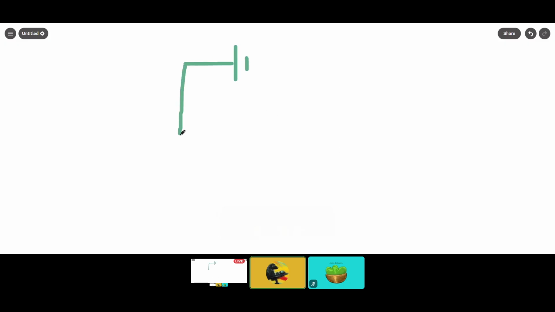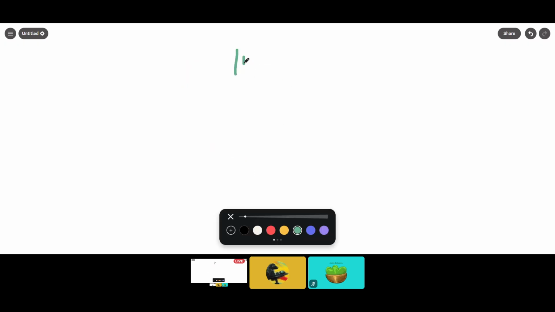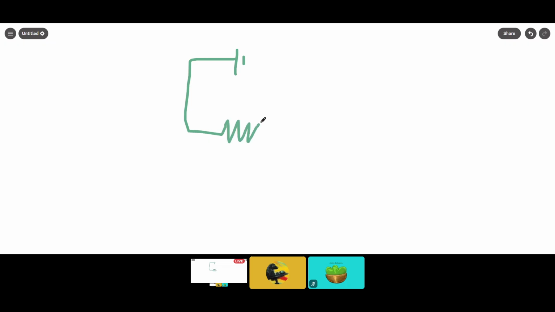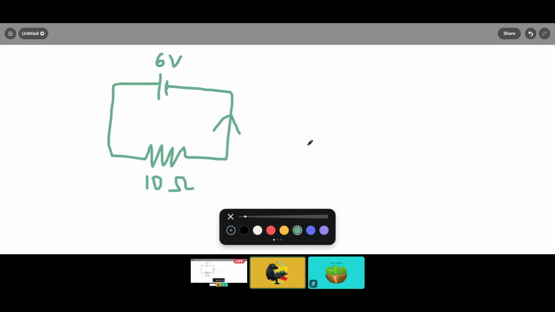So we have a battery here. We have a resistor here. Oh, you know what? I should decrease my thickness. Sorry about this. Okay, so this is the question. You have this circuit here, and you need to find the current. Very simple. You can pause here right now to try and figure it out yourself.